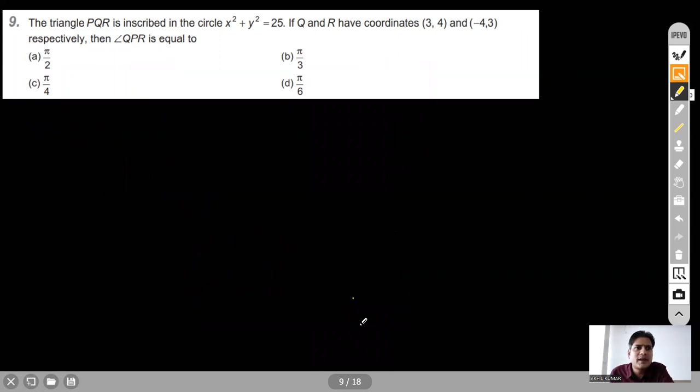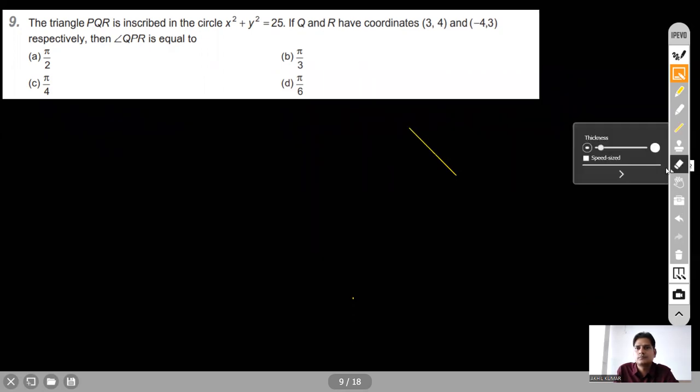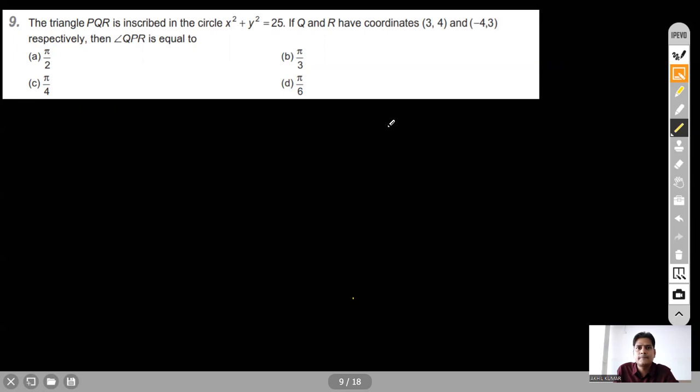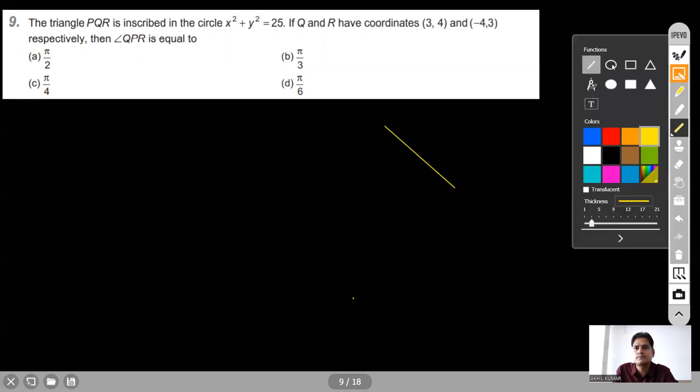Now it is saying a triangle PQR is inscribed in the circle x square plus y square is equal to 25. If Q and R have coordinates 3, 4 and minus 4, 3 respectively, then we have to find the angle QPR, right? We have to find angle QPR. So let me draw what is given. It is saying one circle is given and one triangle is inscribed in it.